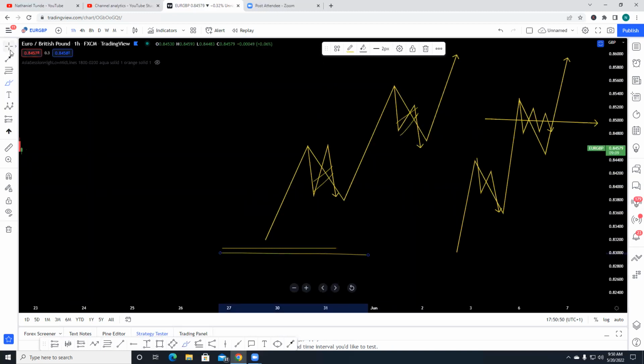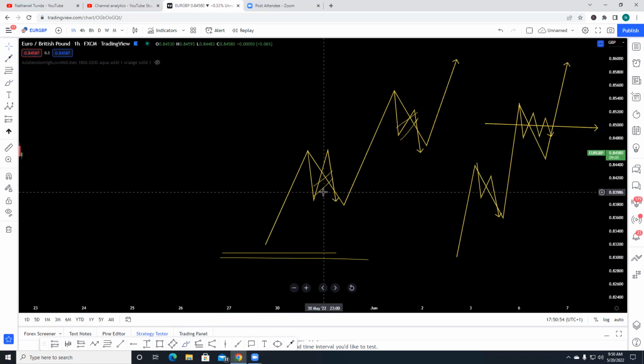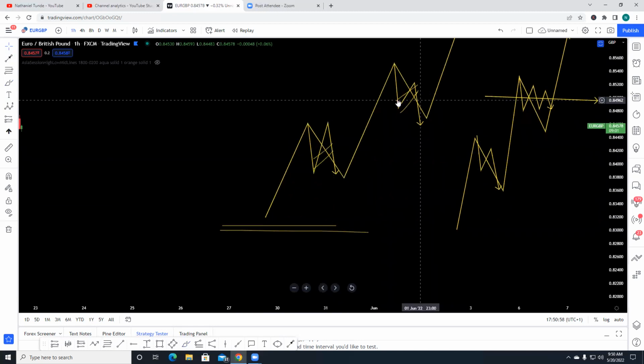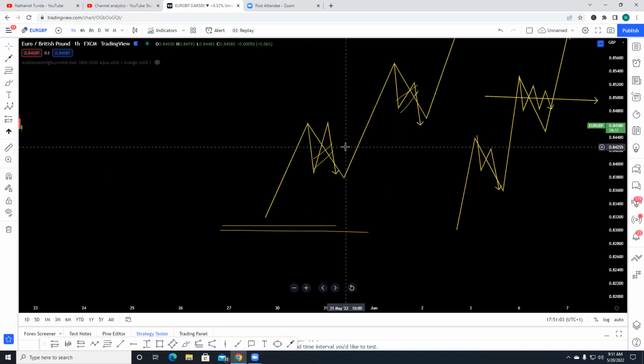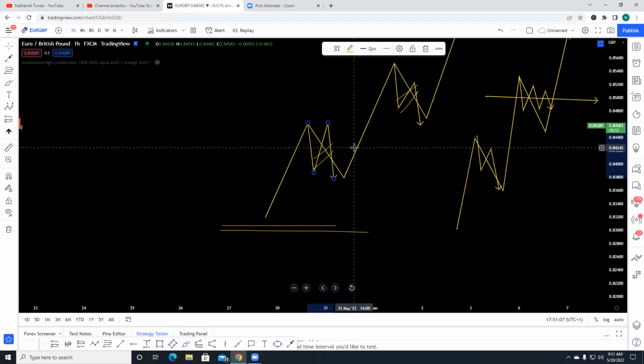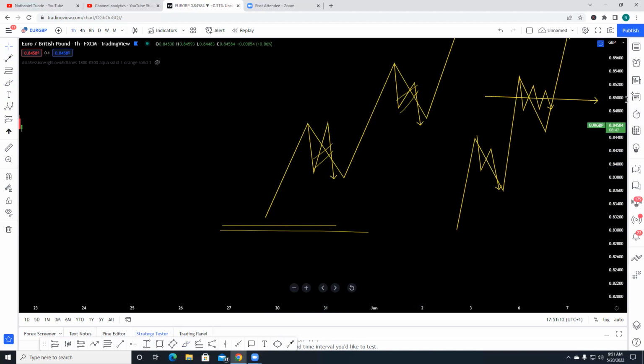We also discussed the concept of alternation, that if you see a sharp corrective structure in wave 2, you see a sideways one in wave 4. If you see a sideways corrective structure like a flat, can you see it's sideways? It's not coming down too much. Then you see a sharp one in wave 4. This concept is called alternation.